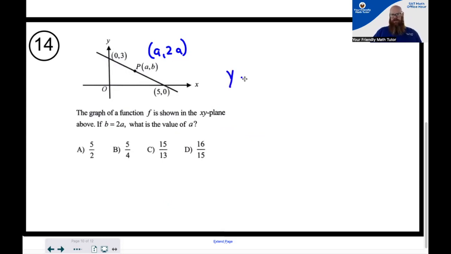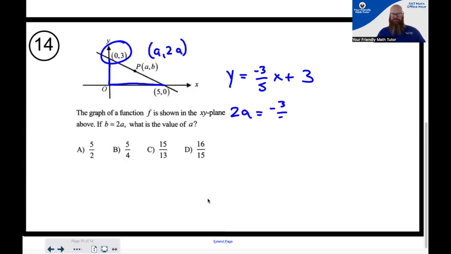I'm going to do it like this. y equals, the slope is down 3 over 5, so negative 3/5 x plus 3, the y-intercept is clearly 3. Because I think you should be able to do that immediately. You should be able to get the equation of the line. The slope is just rise over run, so down 3 over 5. And then just plug in. y is 2a and x is a. And then we just have to solve for a.